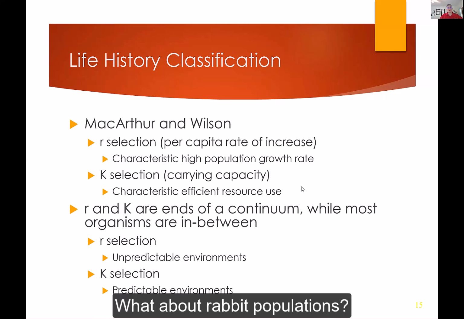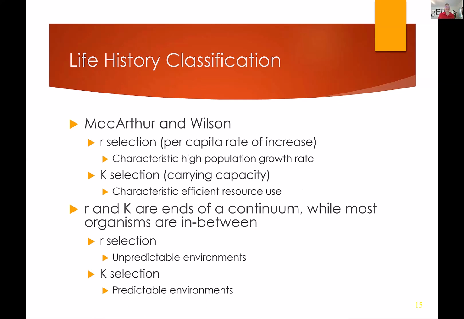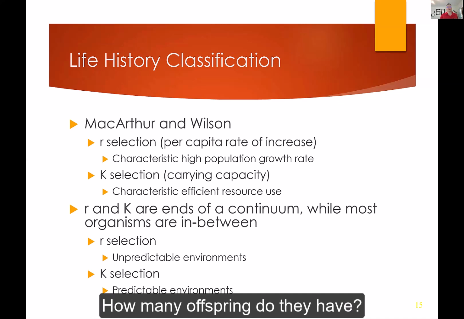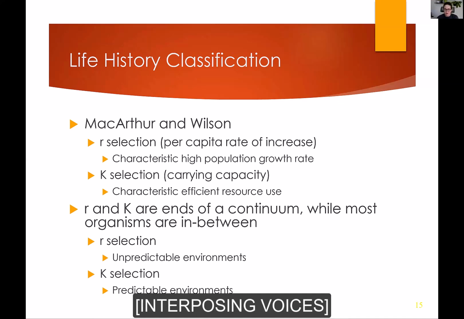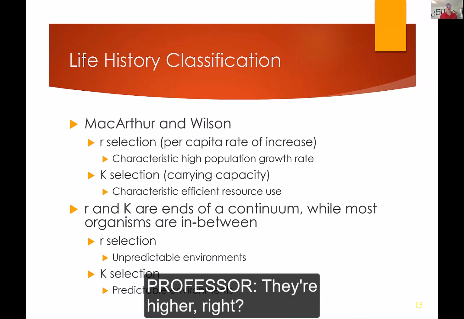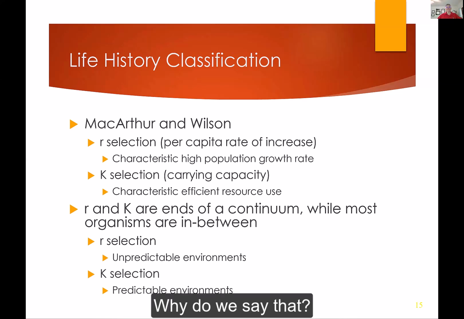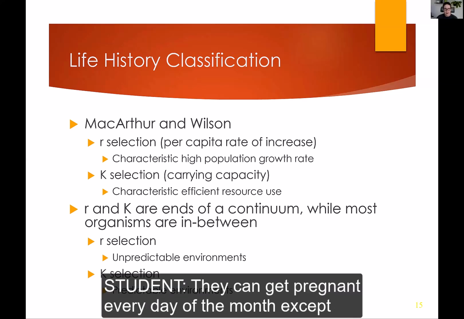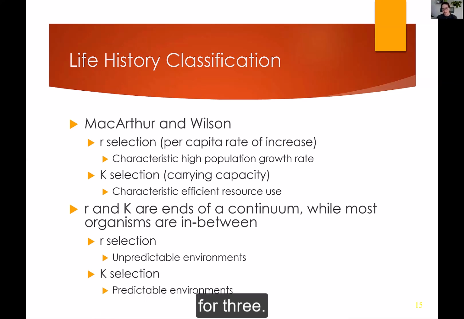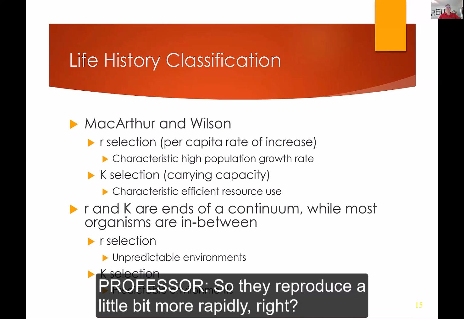What about rabbit populations? Mice. How many offspring do they have? Six or something? They're higher, right? You've probably heard the term reproduce like bunnies. Why do we say that? They can get pregnant every day of the month except for three. So they reproduce a little bit more rapidly, right?